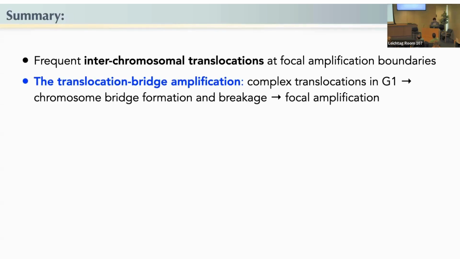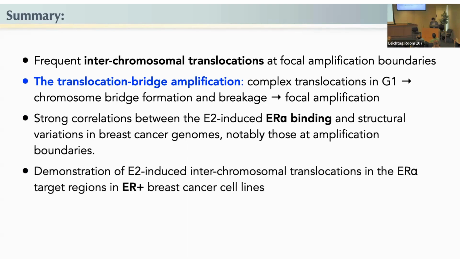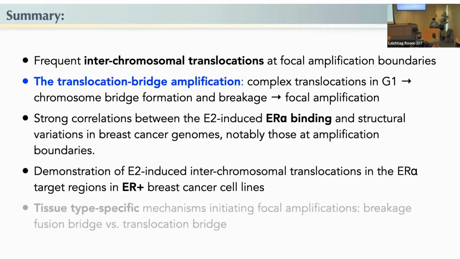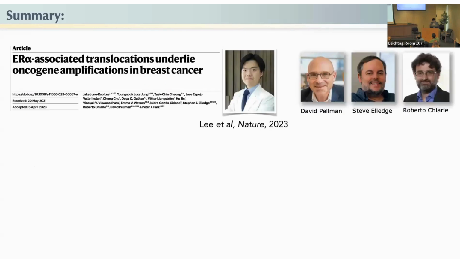Complex translocations, chromatin bridges, focal amplifications, and it's really correlated with ER-alpha binding. We can see this easily, partly because ER-positive breast cancer cell lines are where you see this, and there's a tissue-specific mechanism. Okay, all this work was led by Jake Lee, a phenomenal physician scientist.